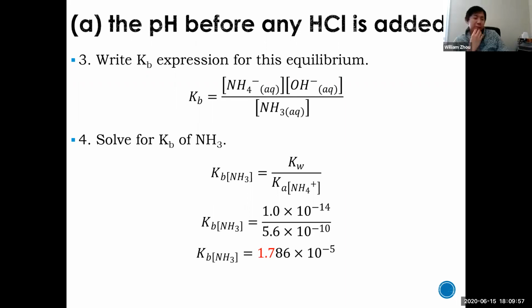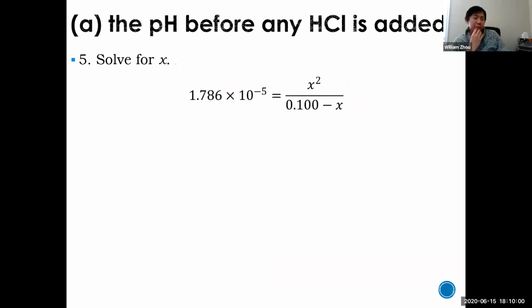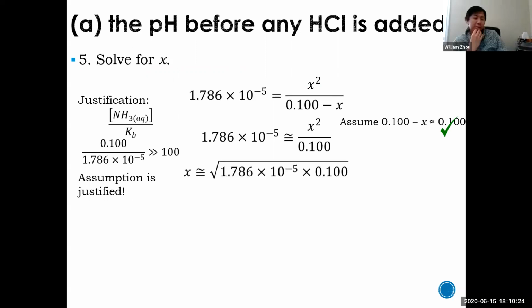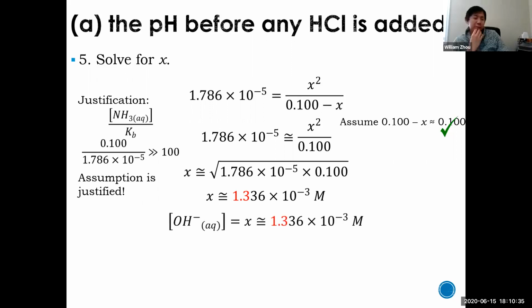Once you get the Kb, apply it to your ICE table, you sub in the X. You do the assumption: X is so tiny that 0.1 minus X wouldn't really do anything. To justify, well, the initial concentration, 0.1, divided by the Kb, which is 10 to the negative 5, you have a large number, so assumption justified. Drop the X, you isolate for the X, and you solve for the X. So X is 1.336 times 10 to the negative 3 moles per liter. And X is the concentration of the hydroxide here.